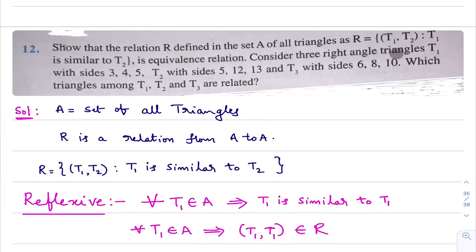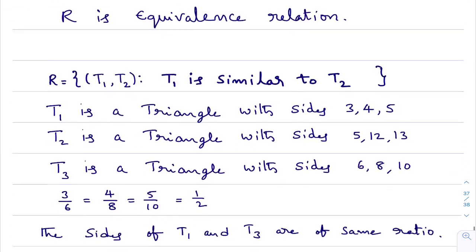Consider three right angle triangles: T1 with sides 3, 4, 5, T2 with sides 5, 12, 13, and T3 with sides 6, 8, 10. Which triangles among T1, T2, T3 are related? This is not a difficult one, it is easy. First you try to understand what is given. Three triangles with sides are given. When we say triangles are related to each other, it is when they are similar triangles. See the solution, you can understand this easily.